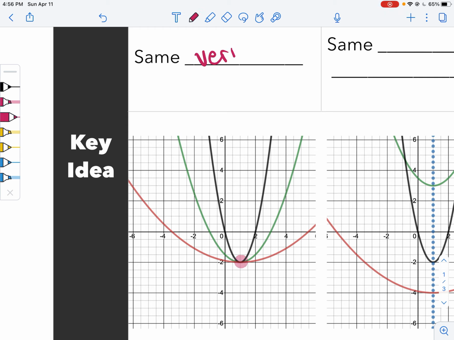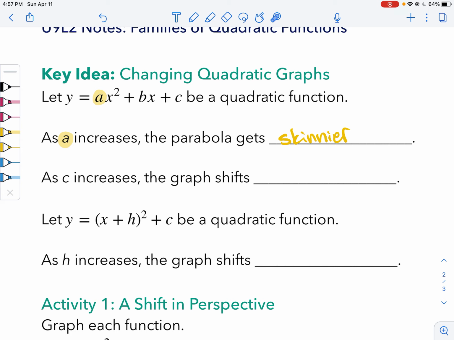I could go way into detail on how to form these, but I'm not going to. Instead, I'm just going to tell you what the shortcuts are. The way to change the shape is to change a. As a gets bigger, the parabola gets skinnier. But if you change c, that means the graph will shift up. That's like our y-intercept. The graph shifts up.